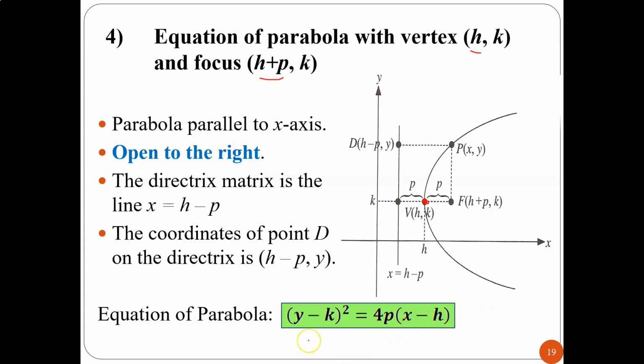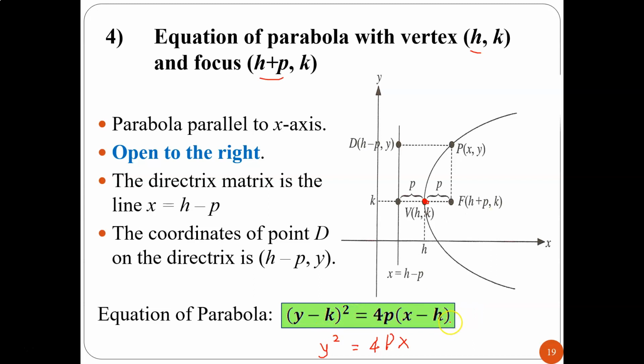So originally, or previously, you have y squared equal to 4px, right? This is the earliest one you have learned. What has changed here is that the vertex is no longer 0, 0. It has become h and k. That's why you have this one.